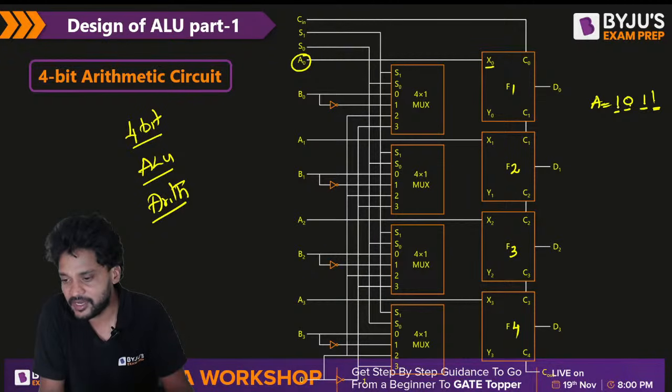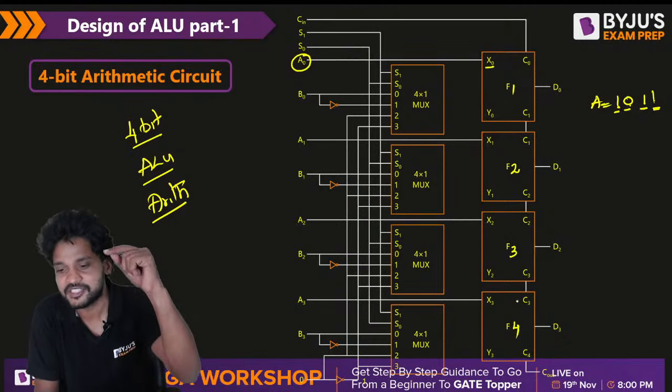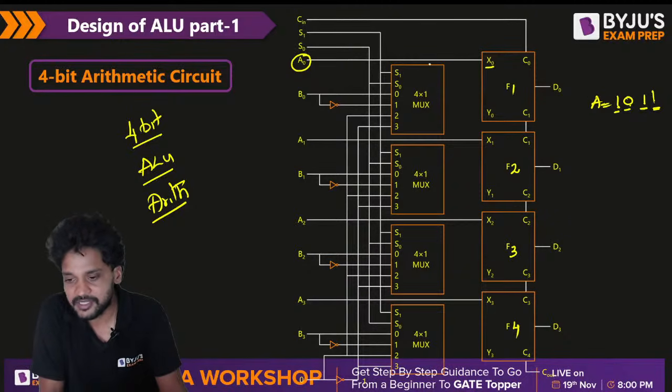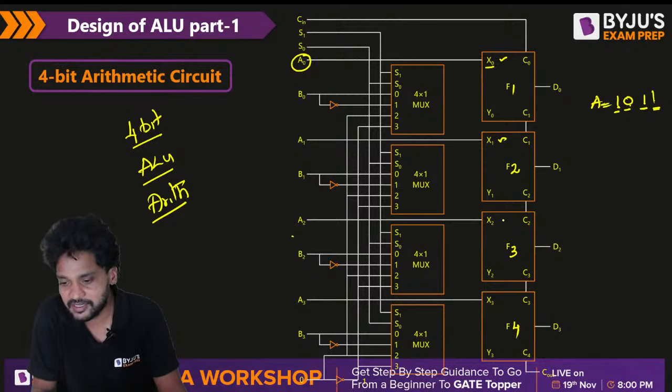A0, A1, A2, A3 are connected to the first full adder, second full adder, third full adder, fourth full adder as the first input. You can see A0 is connected here, A1 is connected here, A2 is connected here, A3 is connected here. That means that every full adder's first input is taken from the digits of A.